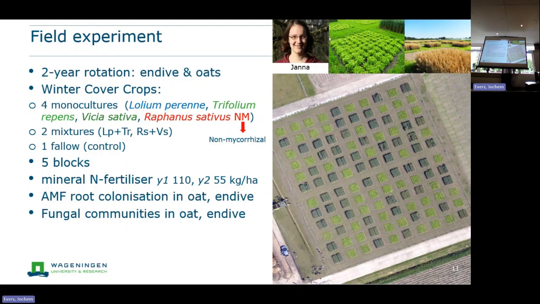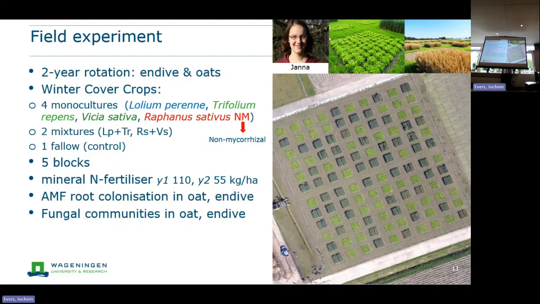Maybe actually here you would see the individual plants still. That's an endive, that's paler green. The darker green is the oat. So this is how the endive look like. This is the oat. So we had actually first a general cover crop, then we had a year of oat and endive scattered across the field. Then the main treatment was really our different cover crops.